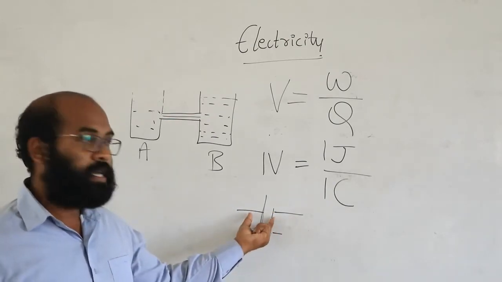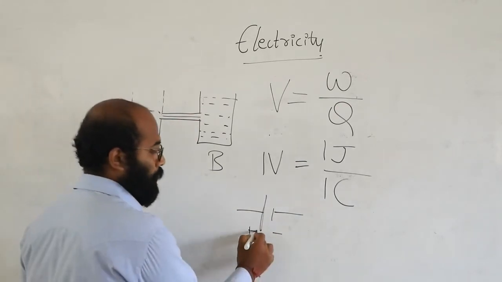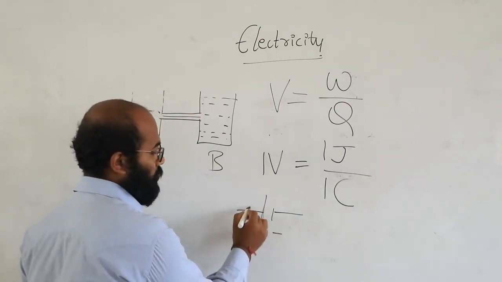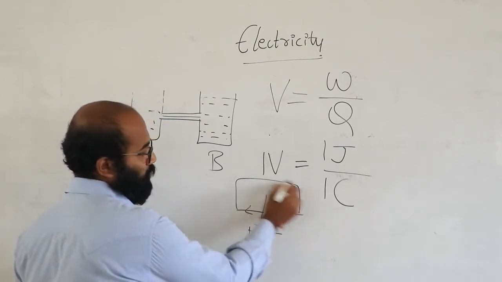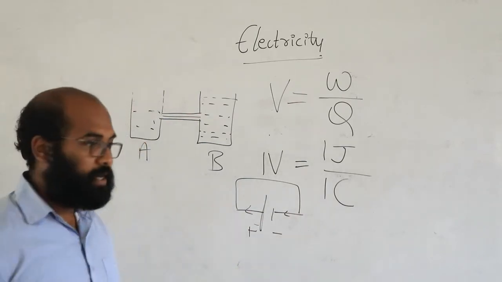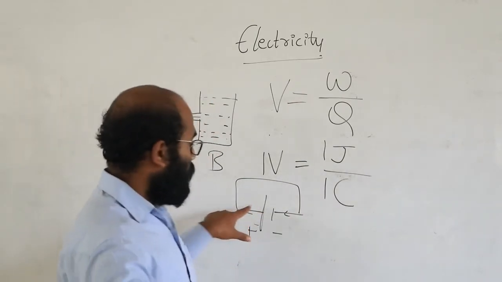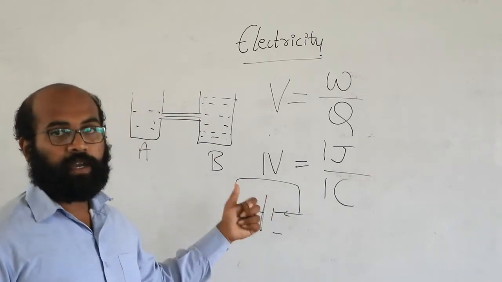So this is creating a potential difference. How? From positive to negative. The current flows from the positive terminal of a battery to the negative terminal of the battery. Only when you connect positive and negative does the current flow.